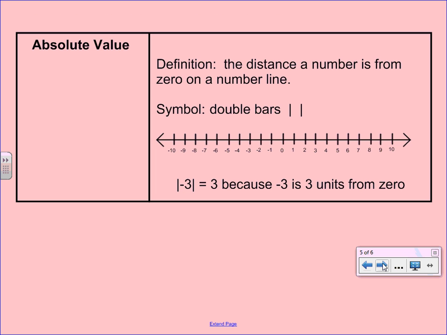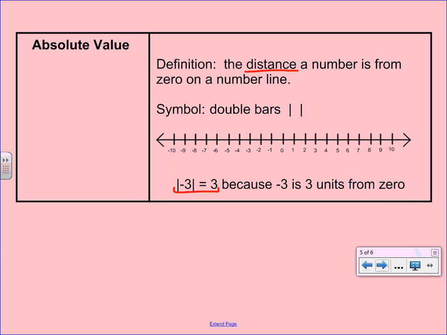The last topic is absolute value. This one's tricky for a lot of students. We're talking about the distance that a number is from 0 on a number line. And because we're talking about distance, absolute value is always a positive quantity. The symbol that we use for absolute value is just some double bars. You can see below, I have an example here: the absolute value of negative 3 is 3.